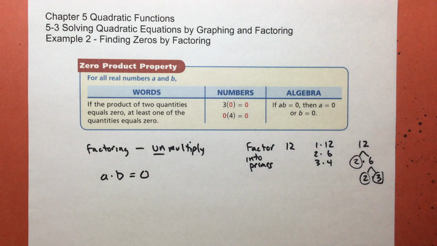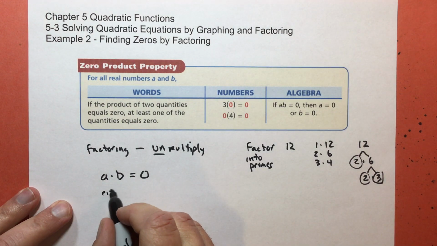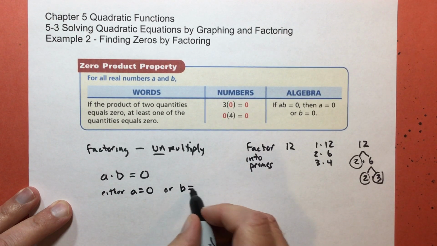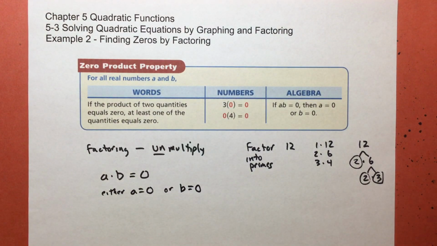Because the only way to multiply and get 0, where 0 is the product, the answer when you multiply, is if you multiply by 0. So this means either A equals 0 or B equals 0, or even sometimes both. 0 times 0 equals 0. So if you know that the product is 0, then one of the factors has to be 0. And that helps us find, drumroll, the zeros of the polynomial.